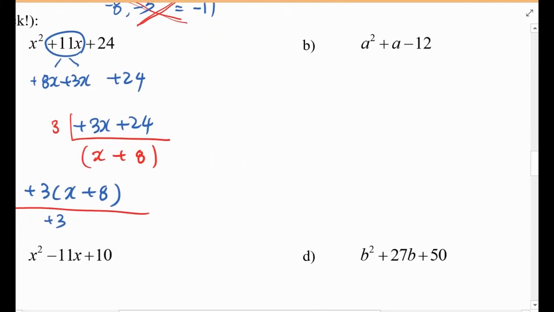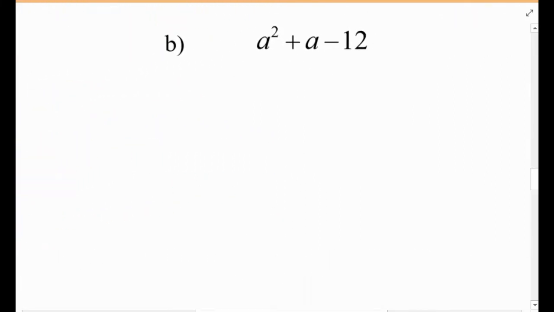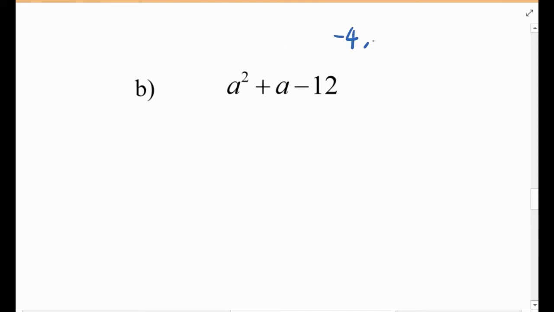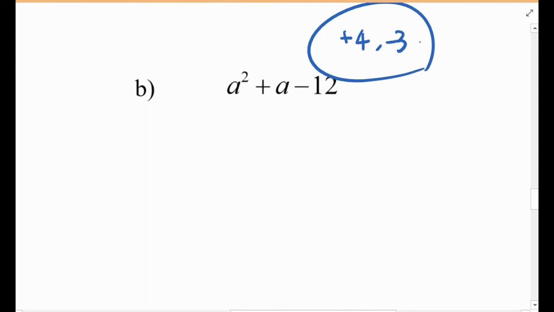Okay, let's move on to the next question. We have negative 12, which means one number should be positive and the other one should be negative. So what if I choose negative 4 and positive 3? When you multiply them, it becomes negative 12, but when you add them up, what do you get? Negative 1. So this is not the case. Then what about positive 4 and negative 3? Multiply them, it becomes negative 12. Add them up, it becomes positive 1. The 1 is hiding here, right? So this is the answer.